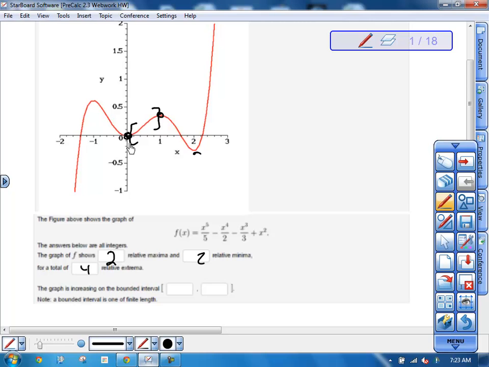The reason why is because obviously it's increasing from here to here and from here to here, but those are unbounded intervals because they go all the way to negative infinity, all the way to positive infinity. So the only bounded interval where it's increasing is from 0 to 1.